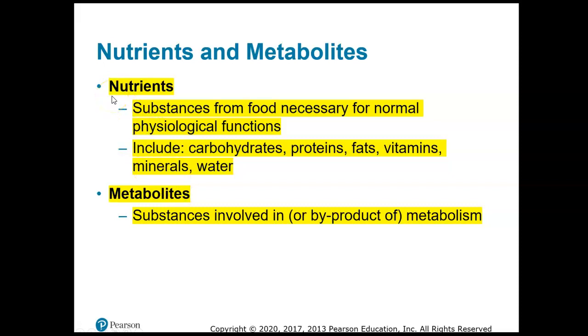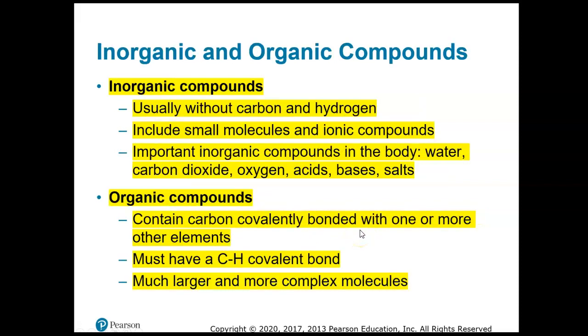So what are nutrients? Nutrients are substances from food necessary for normal physiological functions. They're going to include carbohydrates, proteins, and fats, which are our main food groups, and then vitamins, minerals, and water. And vitamins tend to be organic. Minerals are metals, and then water. Minerals would be like sodium and magnesium, zinc. Metabolites are substances involved in or else a byproduct of metabolism.